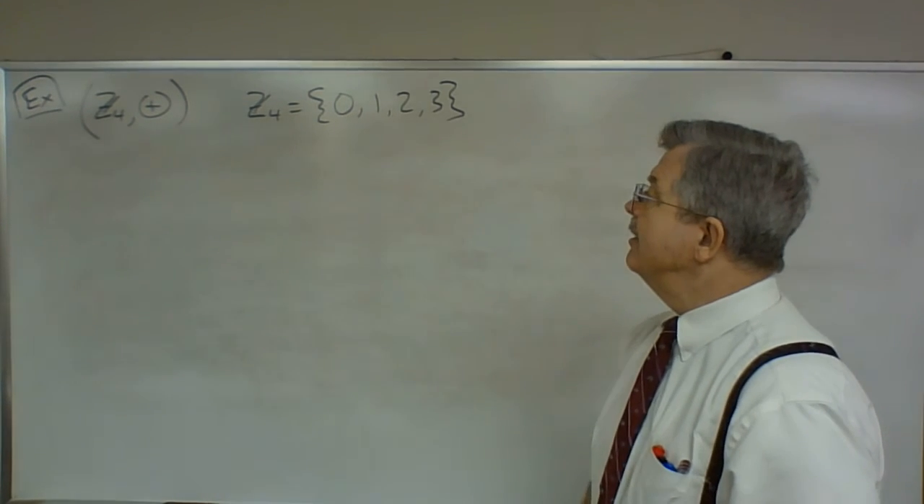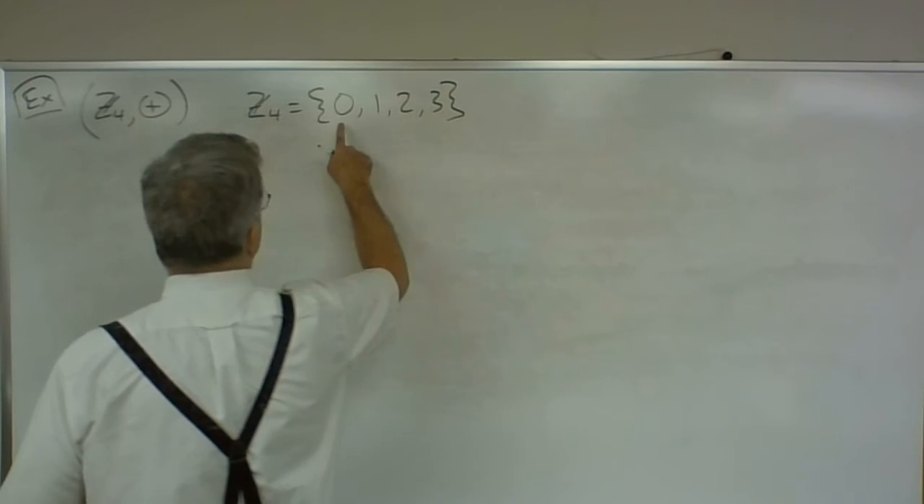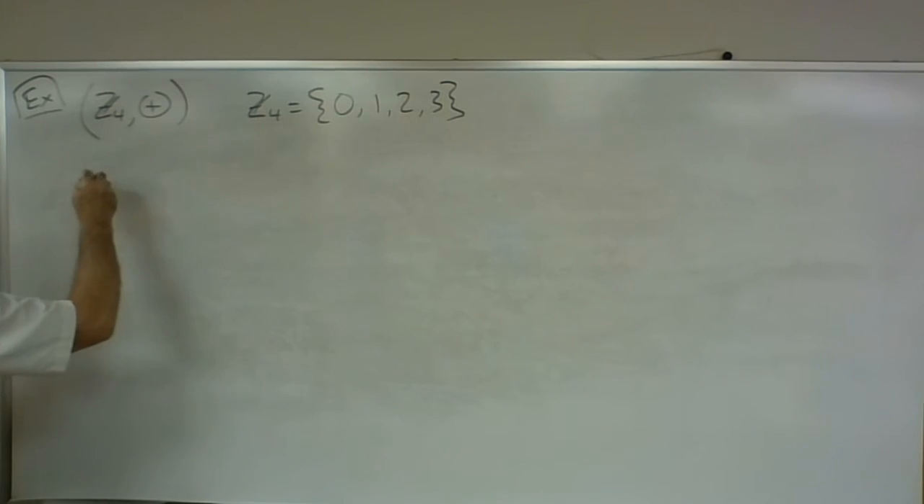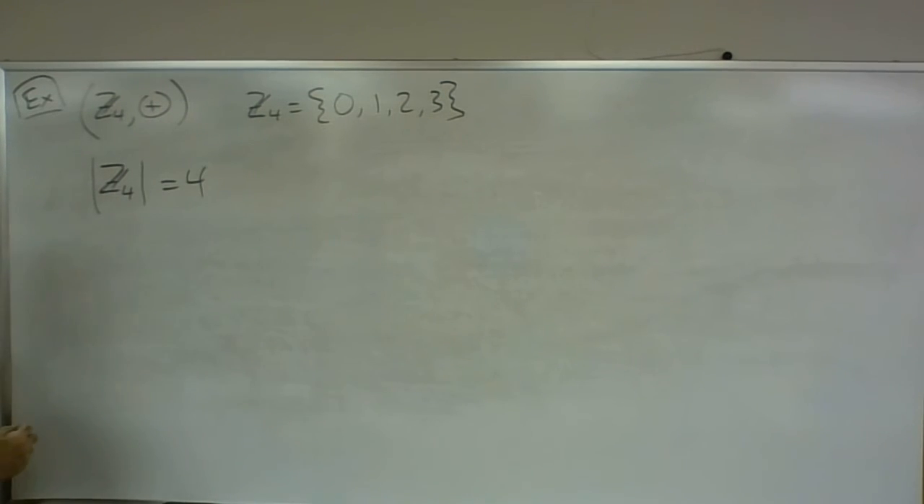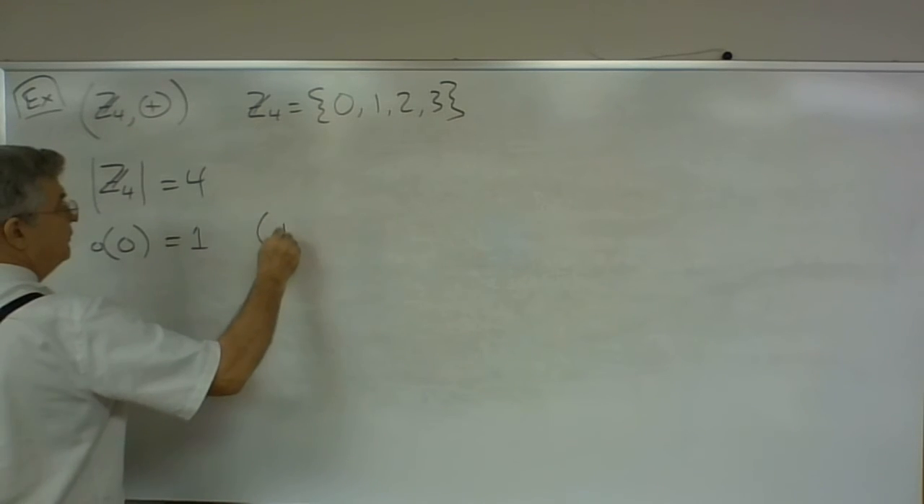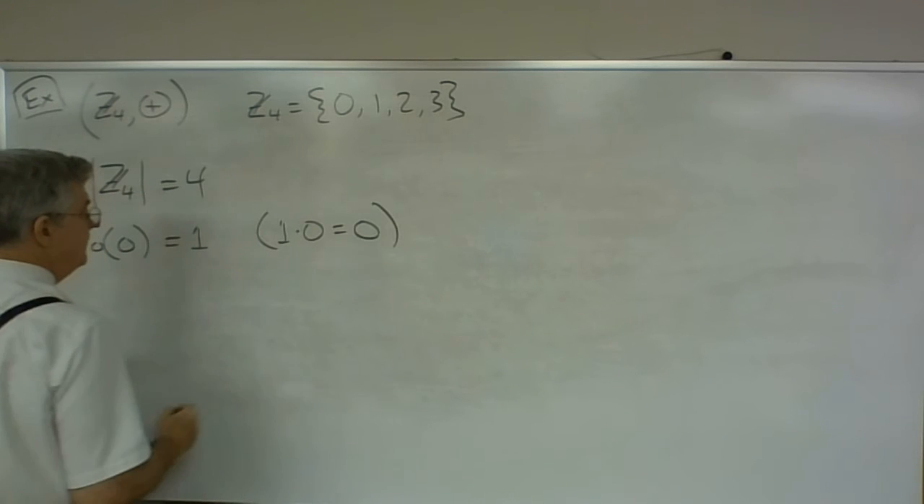Z4. That looks like a good example. Here are the elements. So the order of the group Z4 is 4. Now let's look at the order of each of the elements. The order of the identity is 1, and the reason being that 1 times the identity equals the identity.